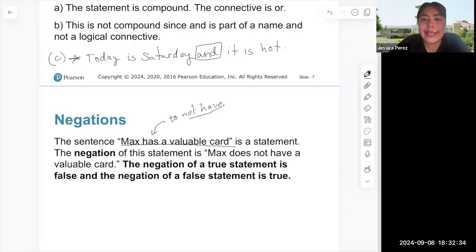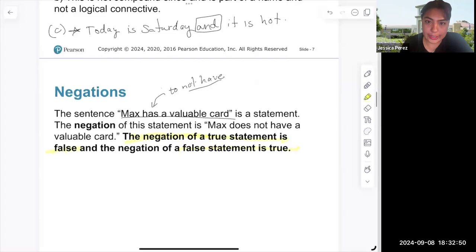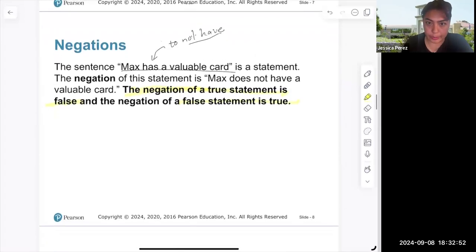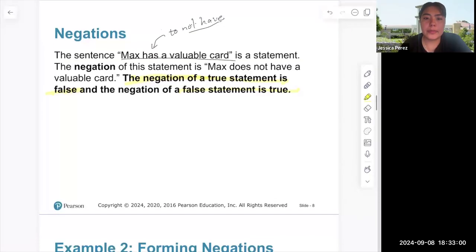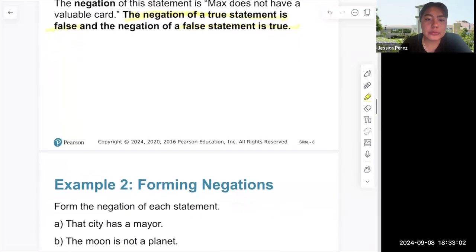So the negation of a true statement is false, and the negation of a false statement is true. See how powerful that is? The negation of a true statement is a false statement, and the negation of a false statement is a true statement. So we're going to look at the negations of different examples in the next slides. So let's continue.